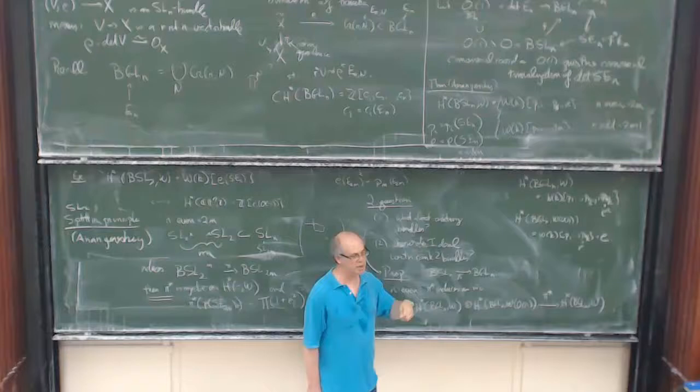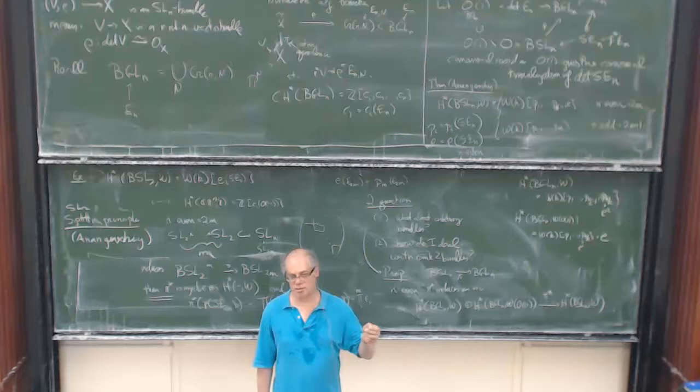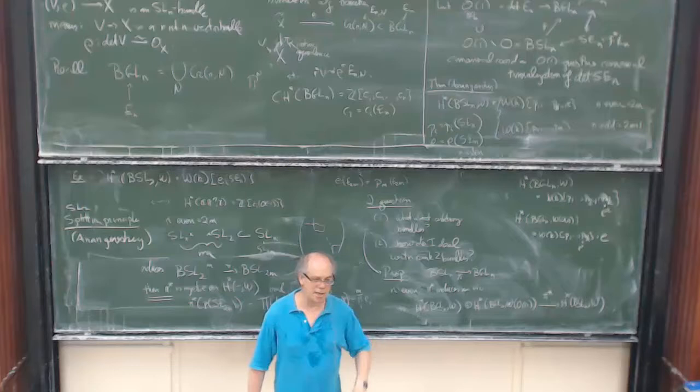If you take the ith Pontryagin class of a bundle V, it's the same as the ith Pontryagin class of the bundle V plus O. So if you're dealing with an odd rank bundle, you can always make it an even rank bundle. It only has Pontryagin classes, and you can just do that.